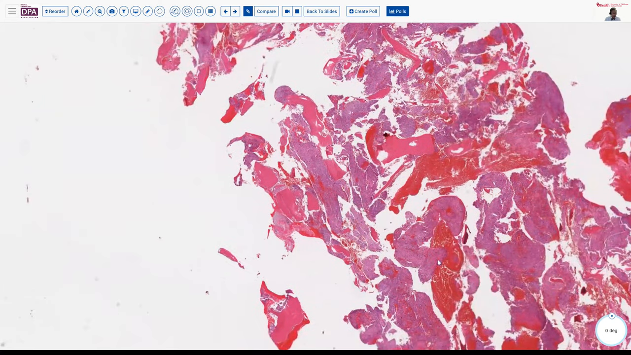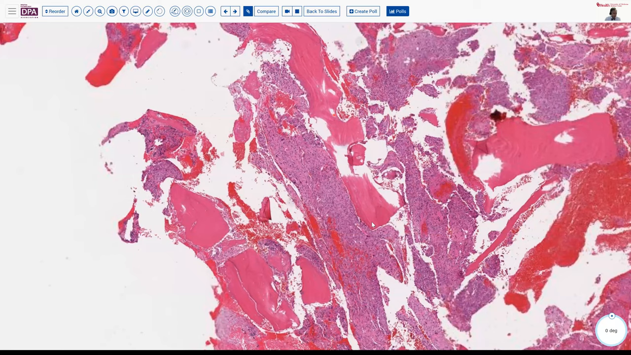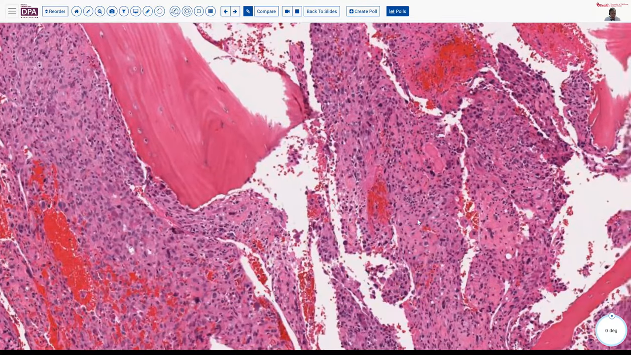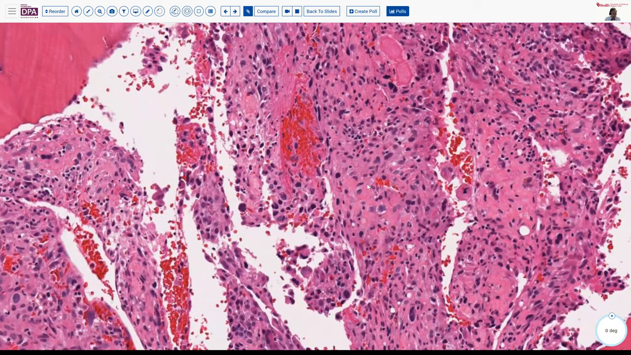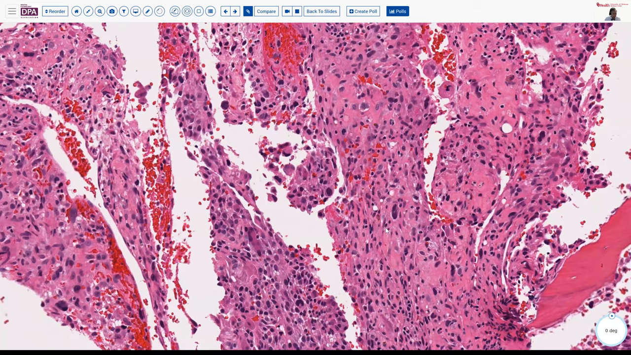So here we can see some pre-existing bony trabeculae surrounded and permeated by this lesion. It's invading in between them. And as we look around, we can occasionally find areas that look like we've probably got tumor osteoid here. So some of this pink tissue around here probably would polarize as osteoid and be convincing for that matter.